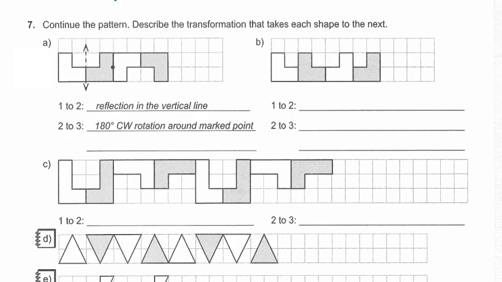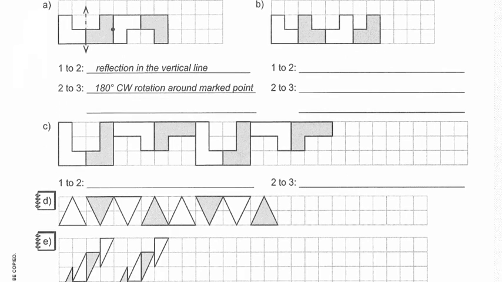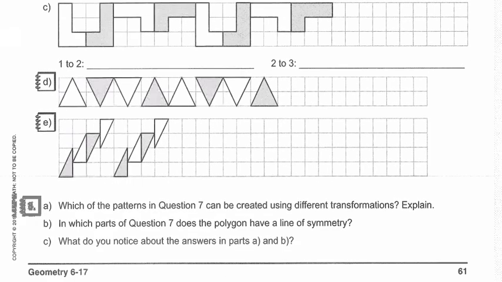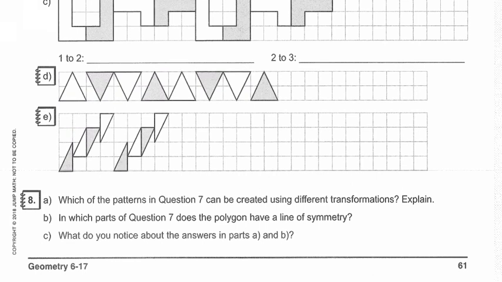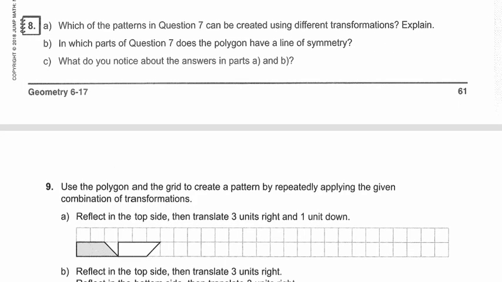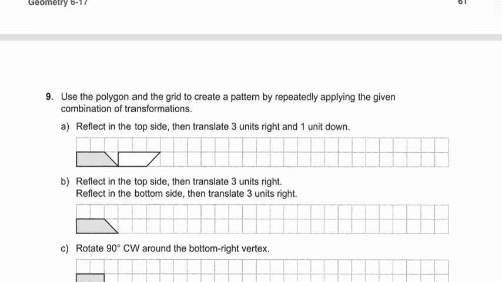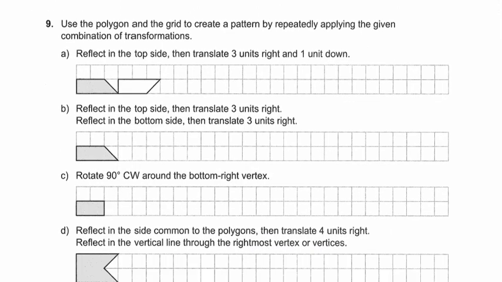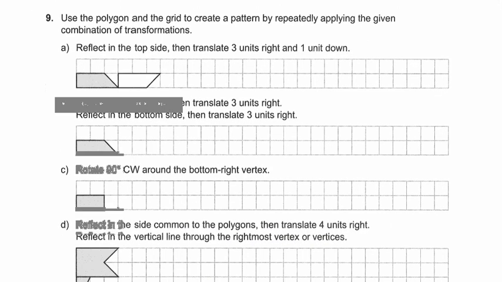For 7, can you continue the pattern following those combinations? So see if you can do that across the page. Again, you can choose a couple of those to do. Question 8, just asking you questions about what you did in number 7. For number 9, use the polygon in the grid to create a pattern by repeatedly applying the combination of transformations.